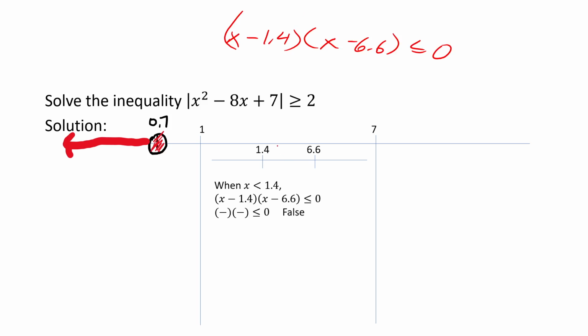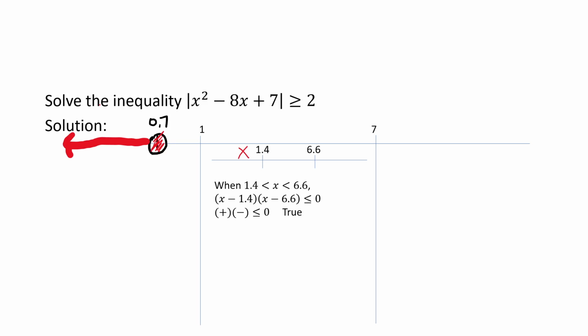That's what we're testing. Well, if I let x be less than 1.4, this is a negative factor, and this is a negative factor. When I multiply them, is it less than or equal to 0? No, it's not. So I'm going to put an x right there.